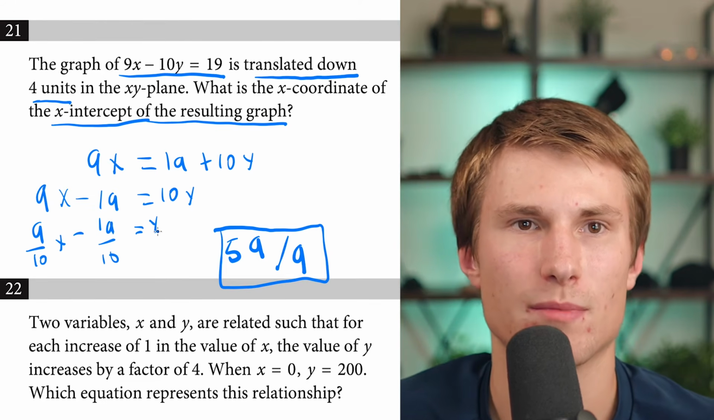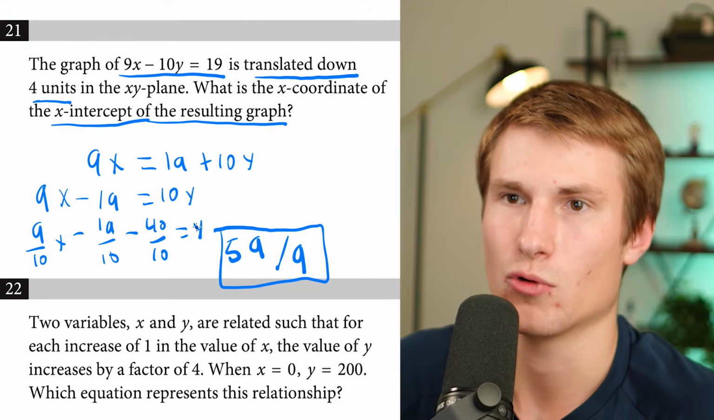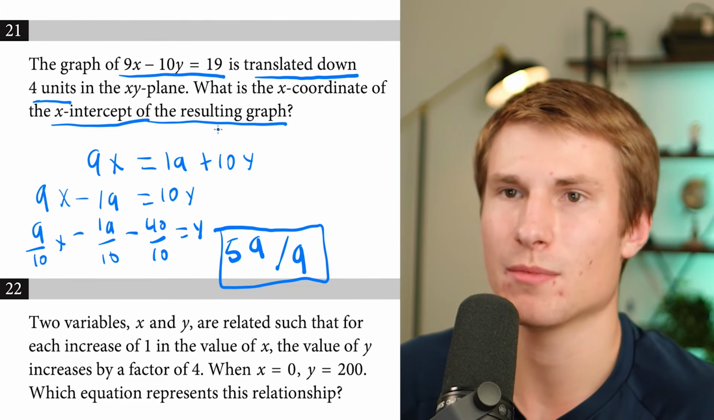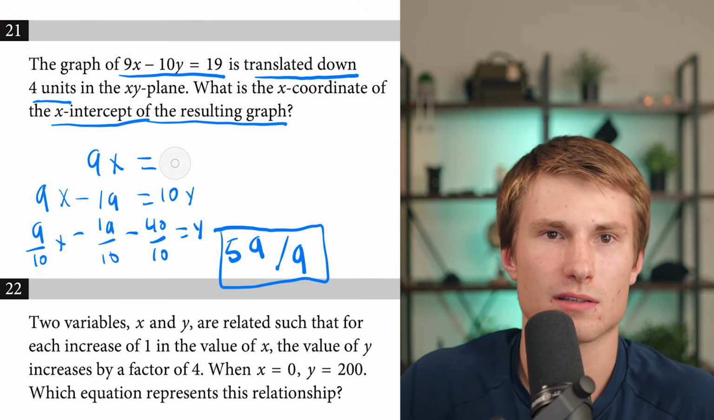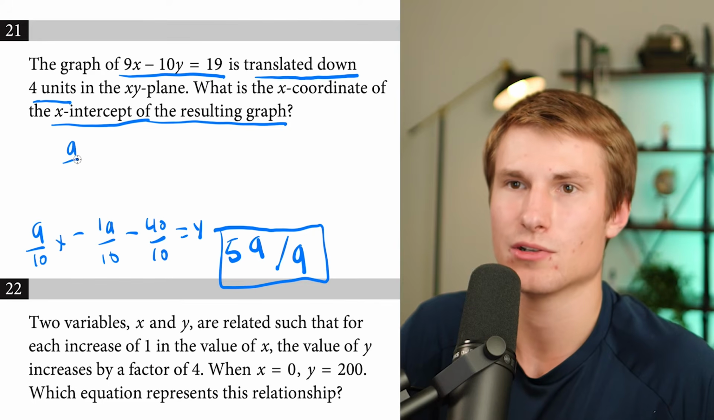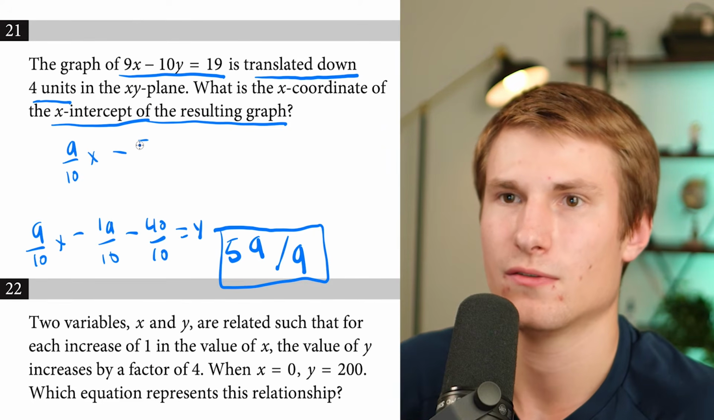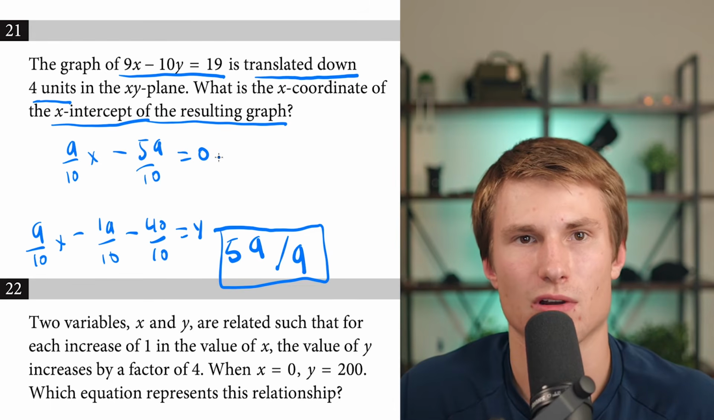And now you got to keep in mind that we have to move this down by 4 units now. So now we got to go down 4 units. So I'll do minus 40 over 10. It's going to equal y. Now we got to keep in mind we're looking for our x-intercept, so that's where y is going to equal 0. Okay, so let me erase this up here. So this can simplify down to 9 over 10 x minus 59 over 10. It's got to equal 0, since that's where our x-intercept is.